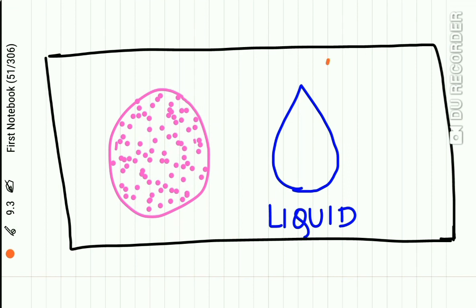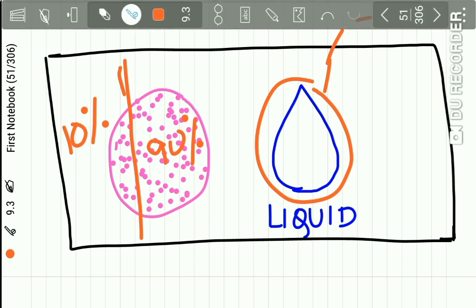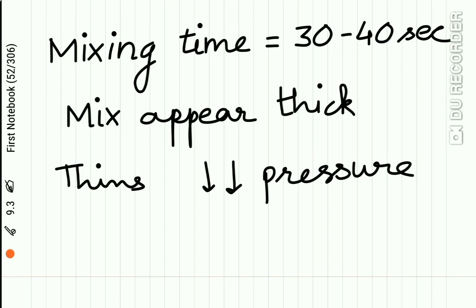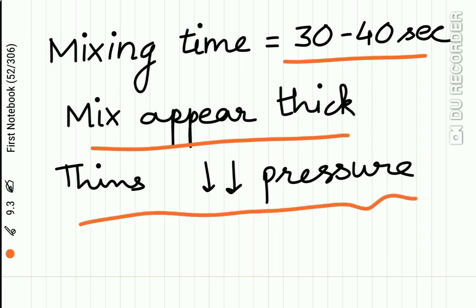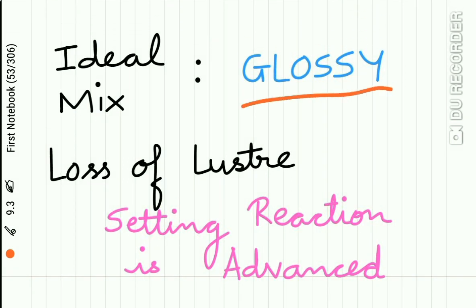Now, on a cool glass slab, powder and liquid are taken in proportion. 90% of the powder is incorporated into the liquid, and the remaining 10% of the powder is then mixed in and the consistency of the mix is adjusted. The mixing time is 30 to 40 seconds. The mix appears thick but it thins out when pressure is applied to it while condensing into the cavity. The ideal mix is glossy.